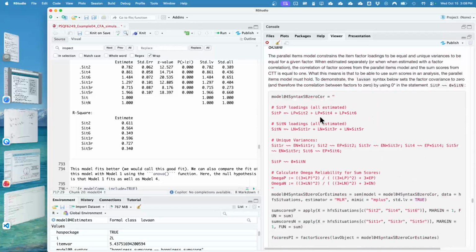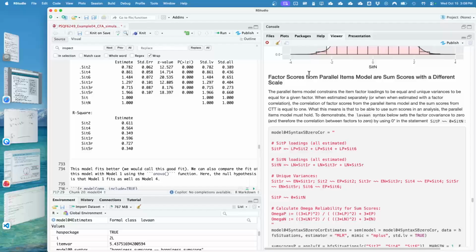And then finally, this is the part I really love. Factor scores from a parallel items model are sum scores with a different scale. Let's unpack that for a second. Factor scores. So that means if I run a parallel items model and get factor scores from it. What's a parallel items model again? For each dimension, all the loadings are equal. All the variances are equal. Okay. So that's what that is.